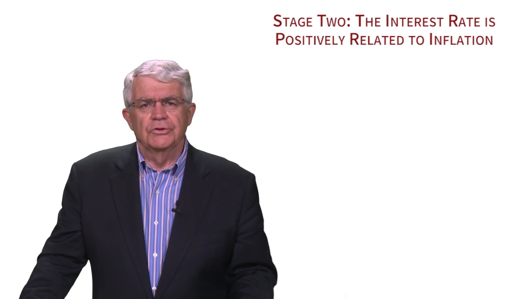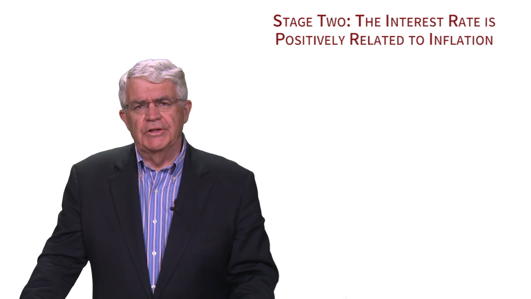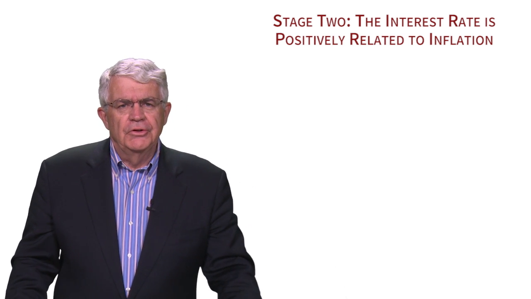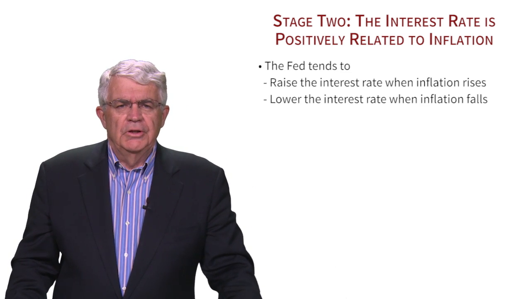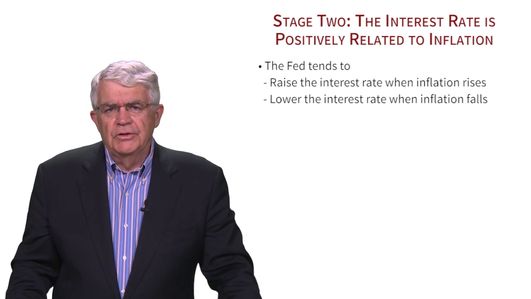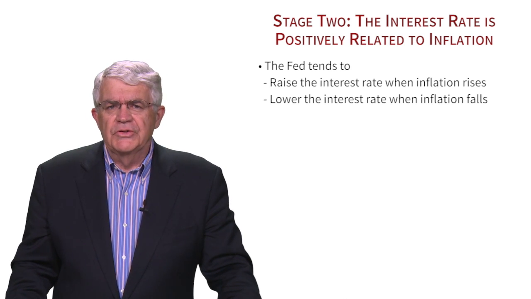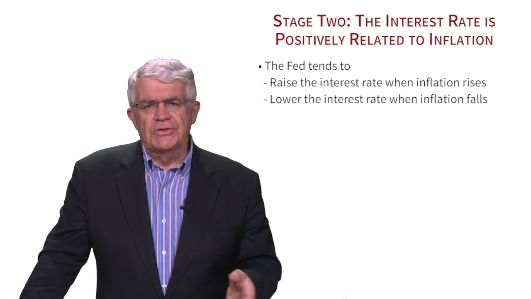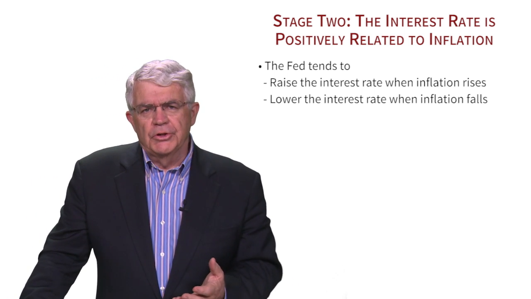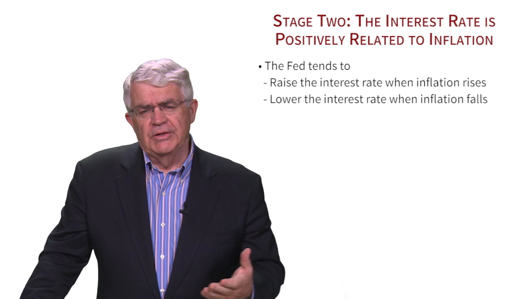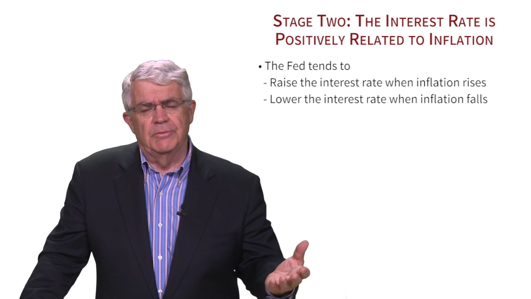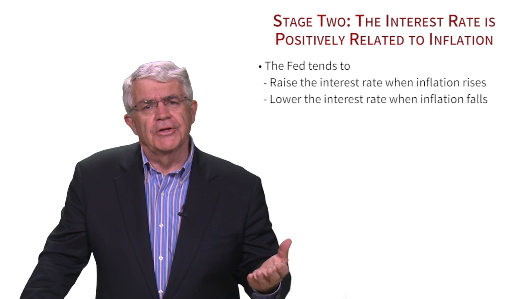In stage two, we're looking at the interest rate and how it is related to inflation. In this case, we're going to argue that the interest rate is positively related to inflation. And this part of the story has to do with the Federal Reserve, which we've introduced already. We're going to argue that the Federal Reserve, the Fed, tends to raise its interest rate when inflation rises, and it tends to lower its interest rate when inflation falls. The reason it does this is the Federal Reserve, one of its responsibilities is to keep inflation from rising or falling too much. They'd like to have a target, maybe 2%. That's the current target for the Federal Reserve.